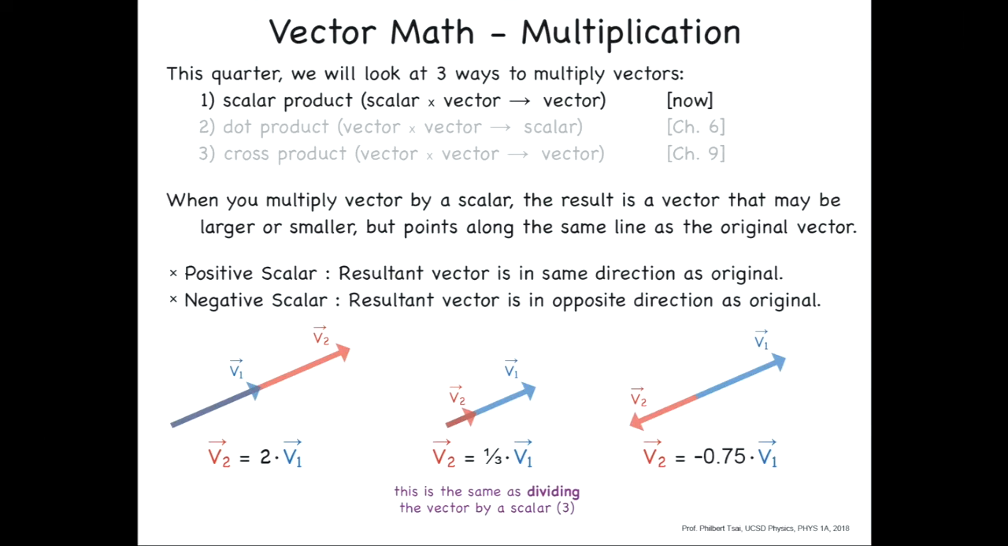Okay, and obviously if the number is bigger than 1, it turns into a bigger vector. If it's less than 1, it becomes a smaller vector. And if it's negative, it flips around and then also rescales accordingly.